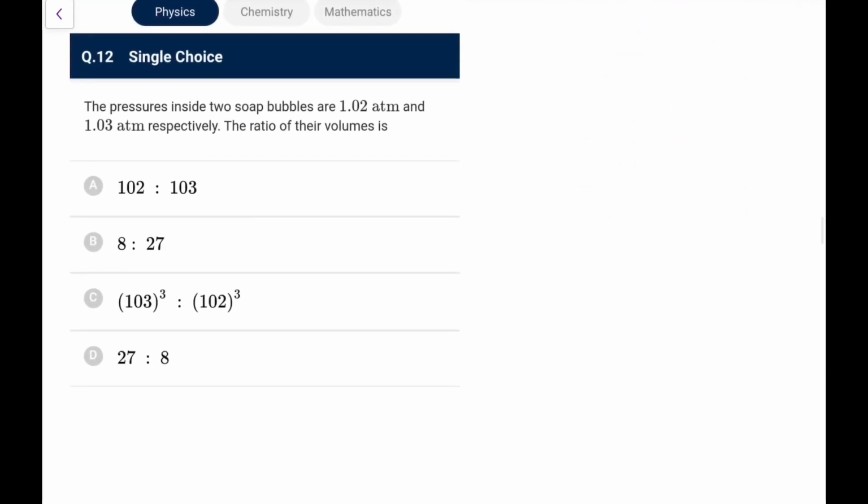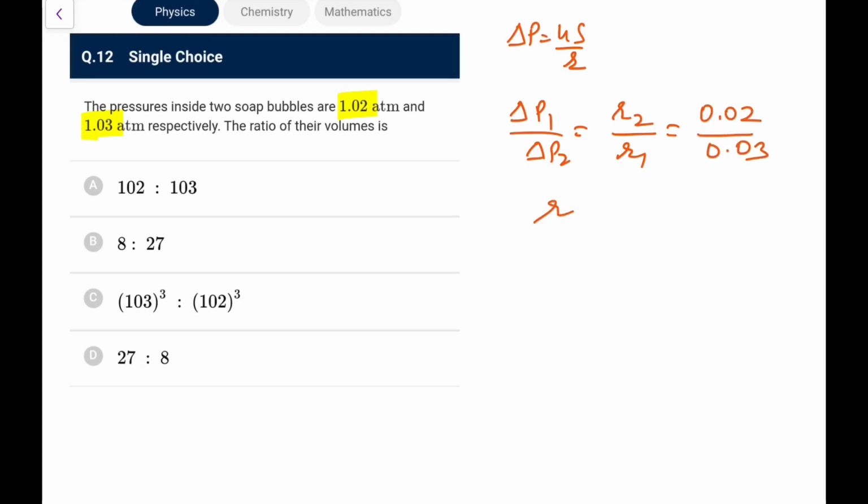Yeah, next one. The pressures inside two soap bubbles are this and this. The ratio of their volumes will be what? The excess pressure that we say for a soap bubble, delta P, is 4S by R. So what I can say is delta P1 upon delta P2 is R2 upon R1. That would be delta P1 by delta P2 is 0.02 upon 0.03. That means R1 by R2 is 3:2.